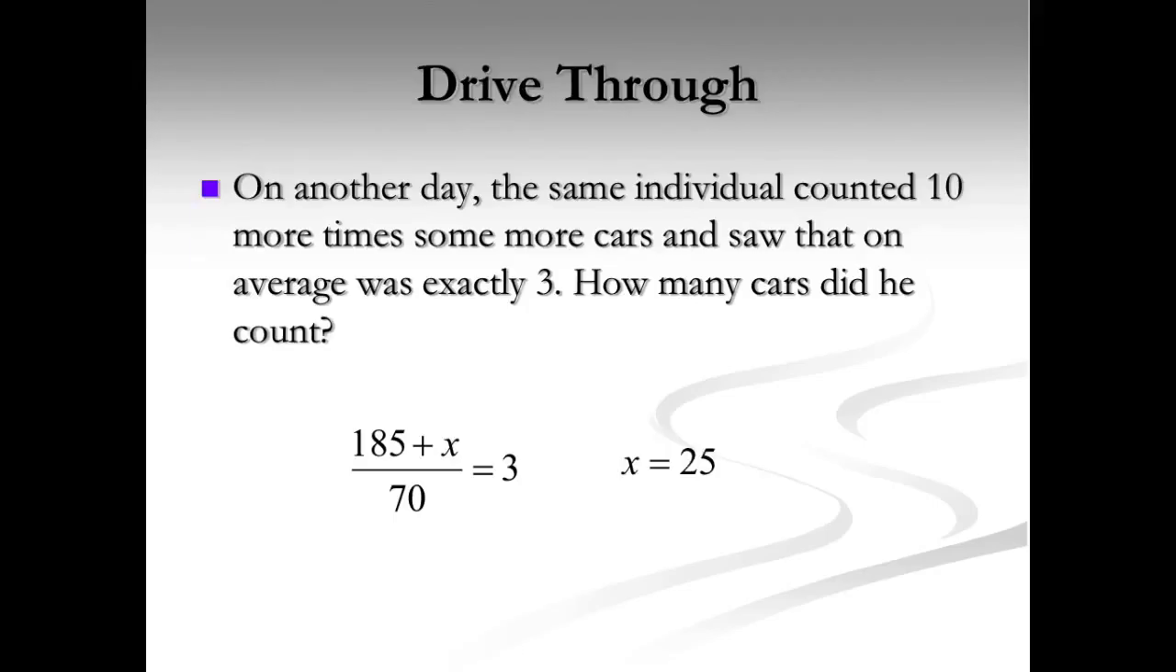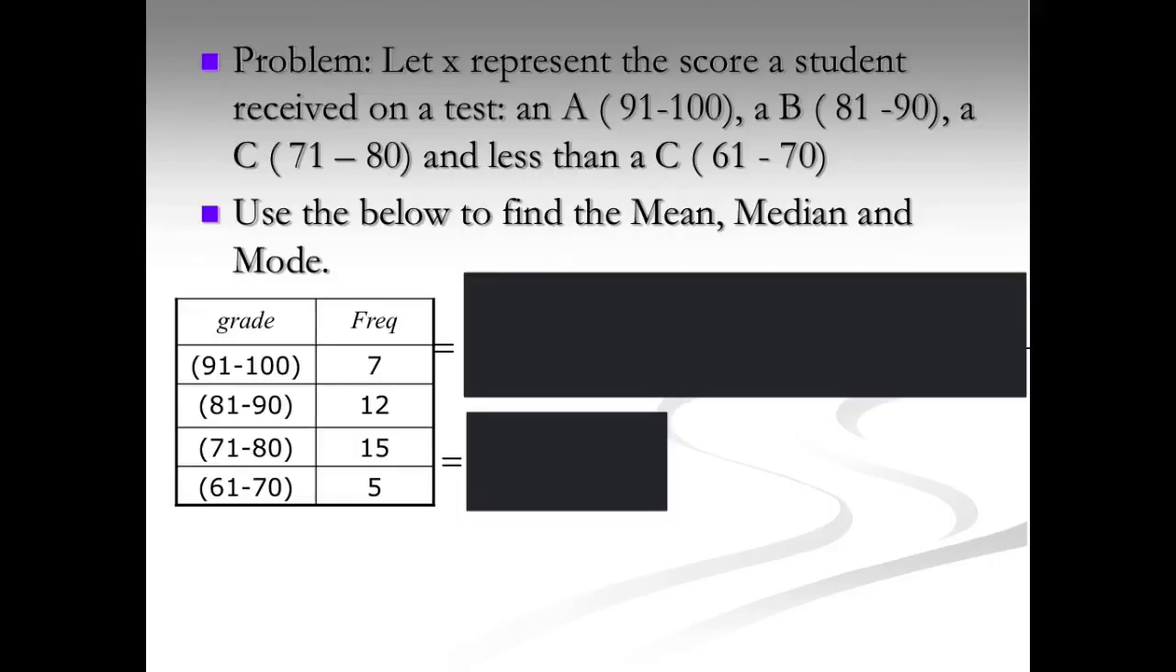on the second day. For our next example, we have group data that represents test scores, and we have the following ranges: 91 to 100, 81 to 90, 71 to 80, and 61 to 70. And then we have the corresponding frequencies for each one of our categories. We are then asked to find the mean, median, and mode for our data.